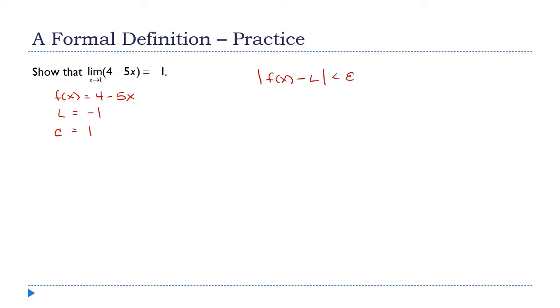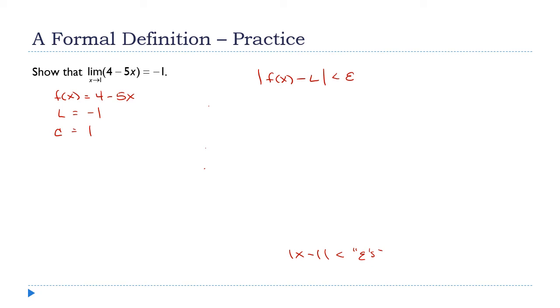And my goal is to start working, right? And in the end, I'm going to get the absolute value of x minus 1, that's my c, is less than something with epsilons in it. And whatever that something is, that's going to be my delta. Okay, so let's see if we can do this.